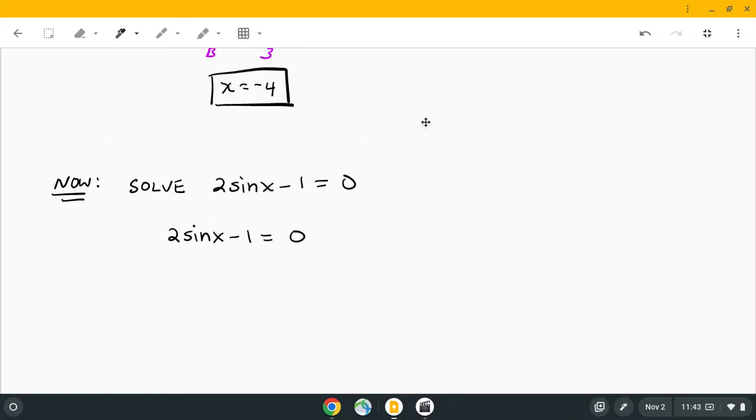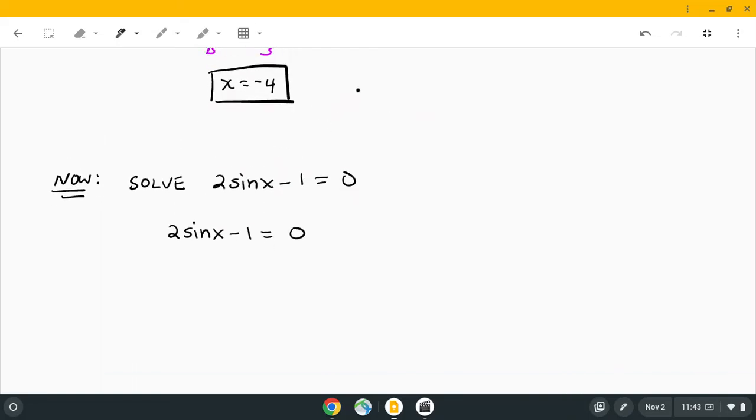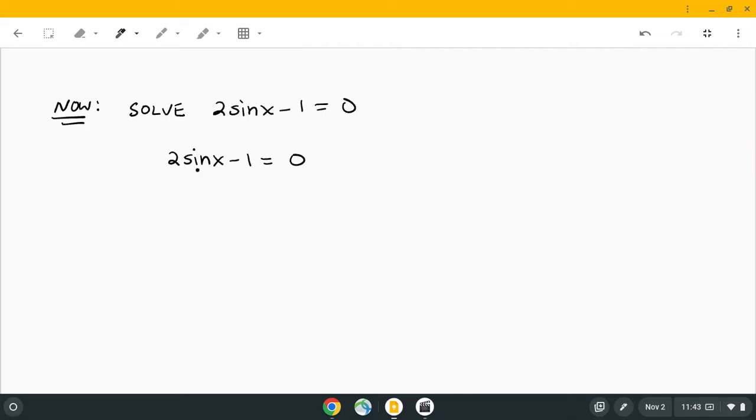So now we have something like this. Solve 2 sine x minus 1 equals 0. Okay, so I'm going to bring this down so we can work with it without losing it. Just like the equation up above, you try to get the x by itself. So similarly here, we want to try to get the trig function with the x by itself. So I will need to add 1 to both sides and then divide by 2. Okay, so let's go ahead and do that.